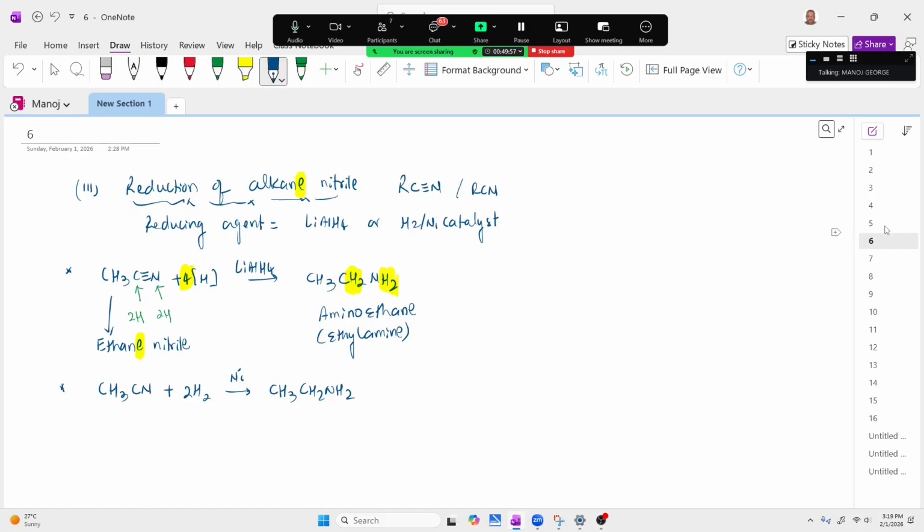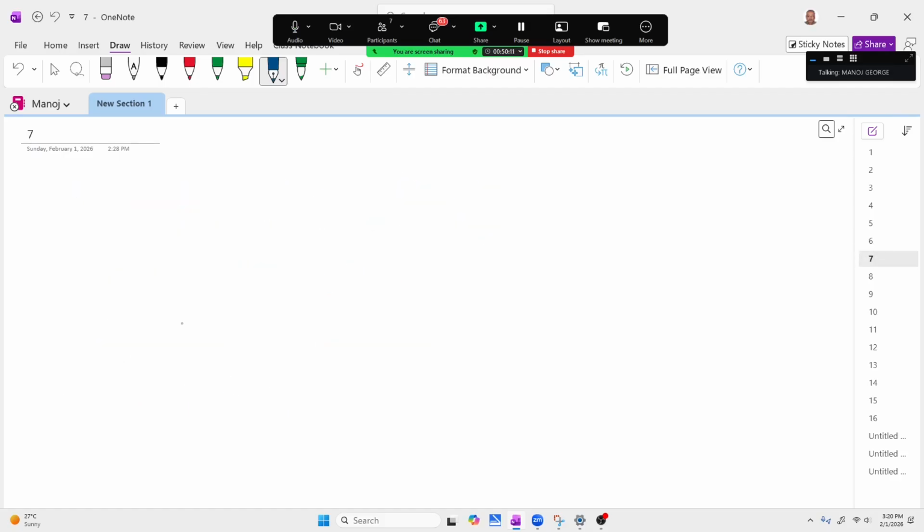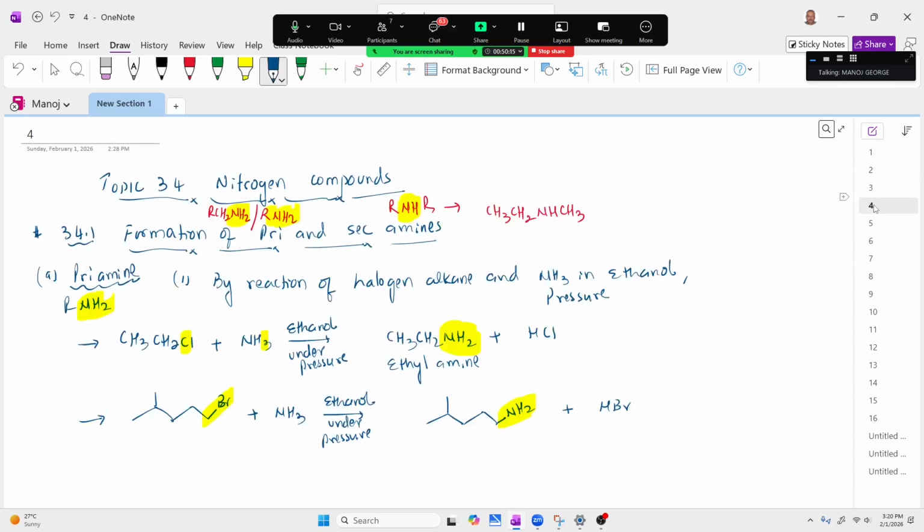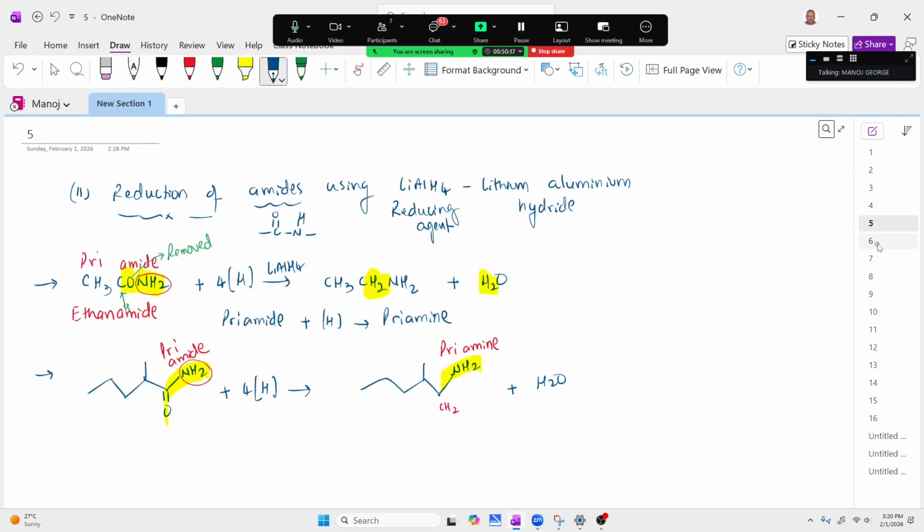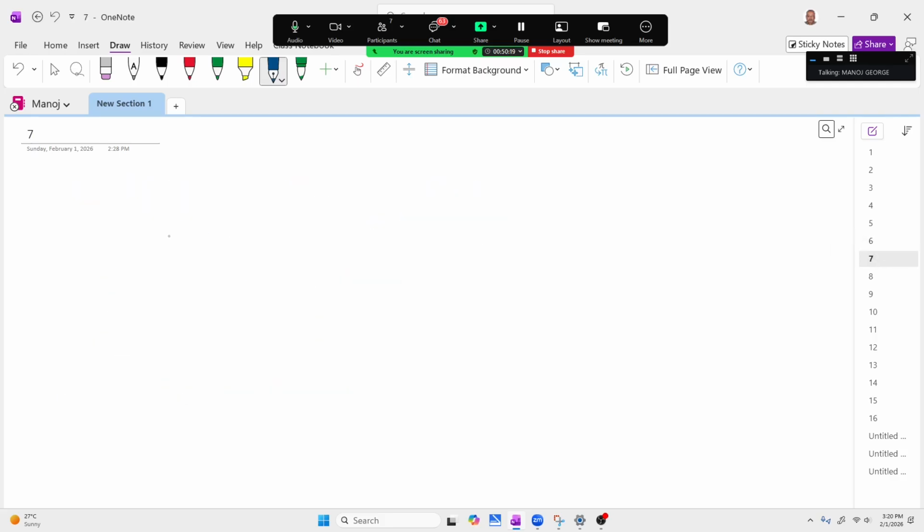If I use an alkane nitrile, I have two choices. I can use lithium aluminium hydride or I can use nickel as catalyst, but the reaction slightly changes. Everyone is fine, yeah? Okay, so now let's have a look at how to make a secondary amine. So all this was for primary amine. Now let's have a look at secondary. There's only one for making secondary amine.